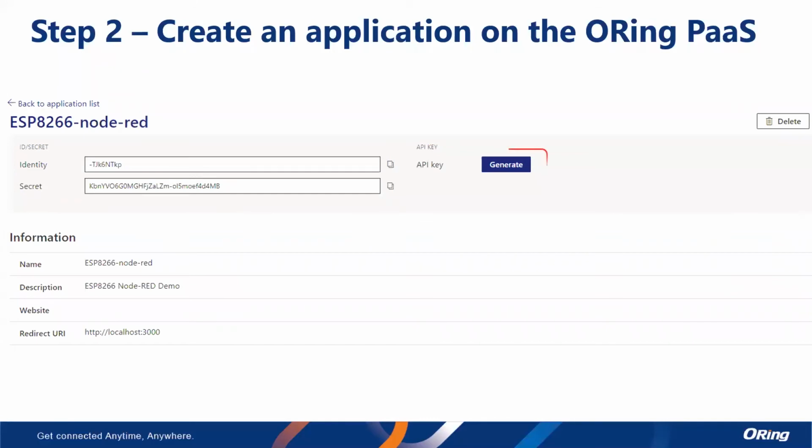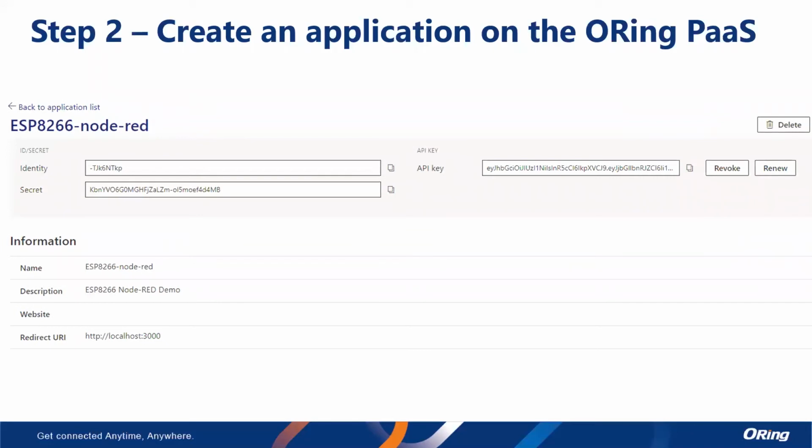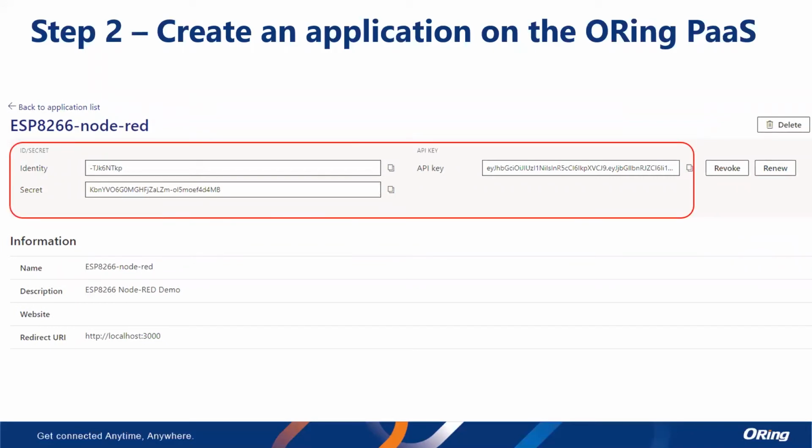After the application is created, it will be registered with identity and the secret, but we still need the API key for security. So after we are sure we need the key, we can click the generate button, and the unique API key will be generated.